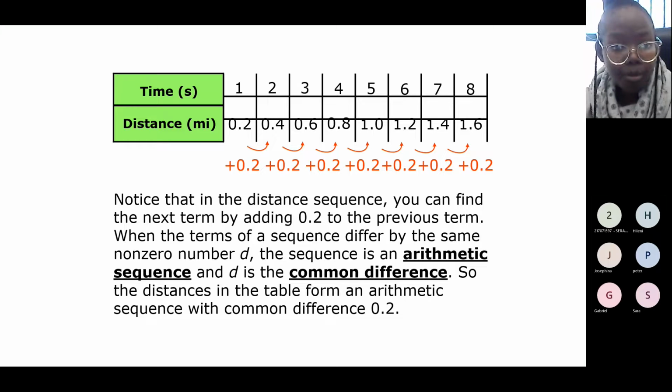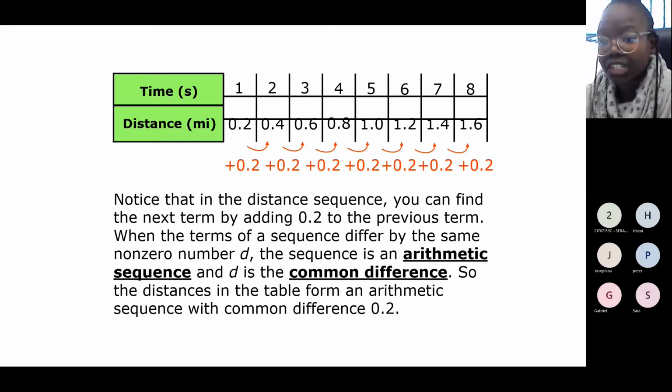For you to find the common difference, you subtract the previous term from the next term, like what they did. They subtracted 0.2 from 0.4, that will give you 0.2, and then you do the same, 0.6 minus 0.4, that will give you 0.2. So that is a sequence because it has a pattern, and it's arithmetic because the numbers are constantly increasing at the same rate.